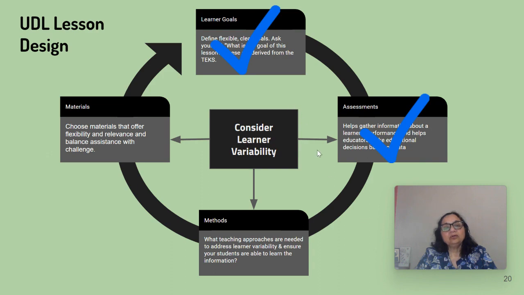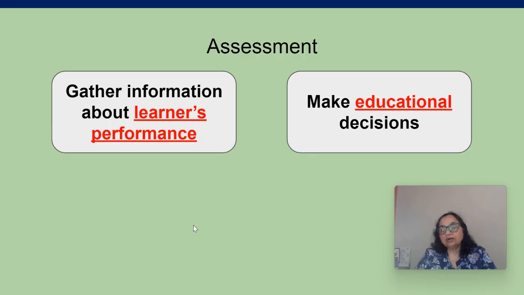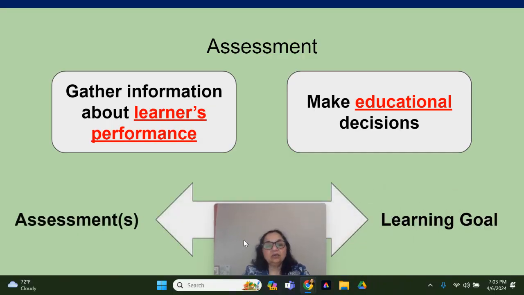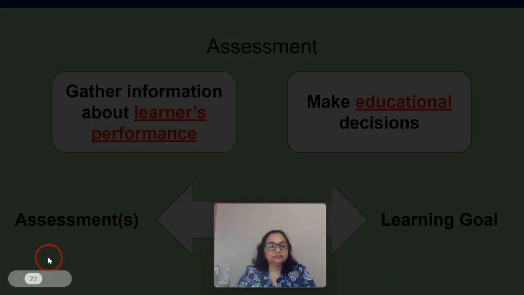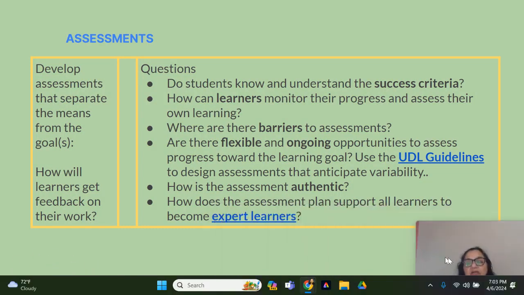So we talked about our goals, and we learned about constricted and flexible goals. Now let's look at the assessments. What is assessment? Assessment gathers information about learners' performance and is used to make educational decisions. Assessments and learning goals are both tied together. So here are some questions when we discuss assessment. The question should be: develop assessments to separate the means from the goals.